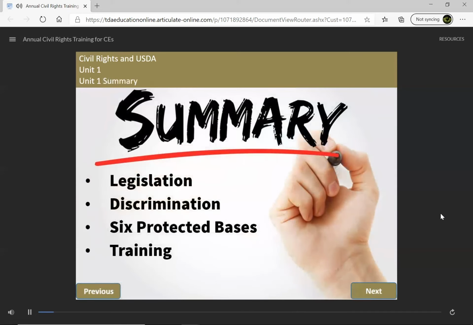In Unit 1, we discuss the following. 1. The purpose behind legislation within civil rights. 2. Discrimination and the different examples of discrimination as well as unlawful discrimination, intentional or unintentional. 3. The 6 protected bases. 4. The training requirements if funded by the USDA. This completes Unit 1. Click the next button to continue with your training.